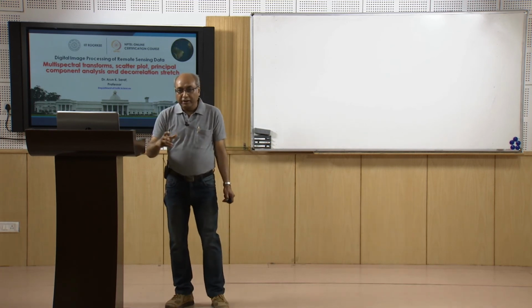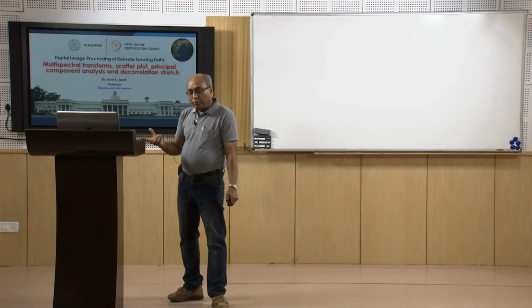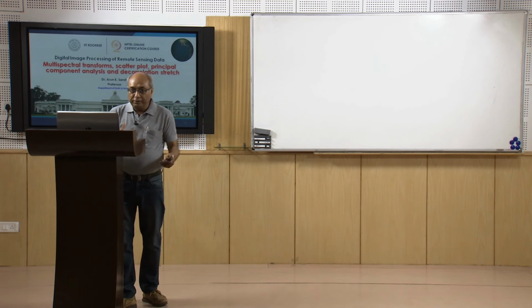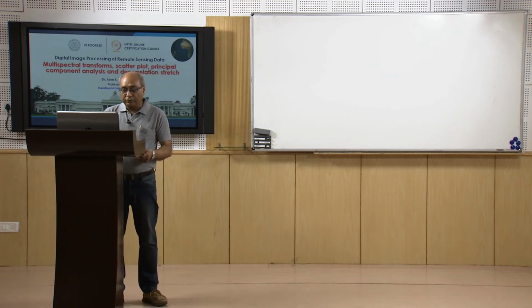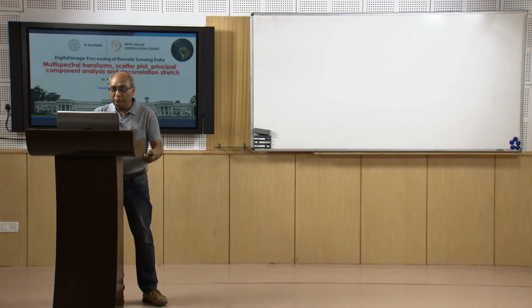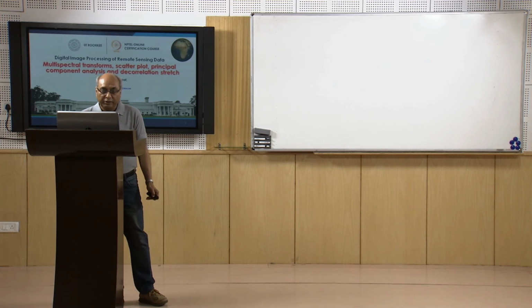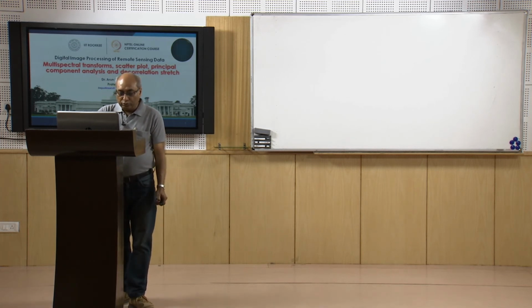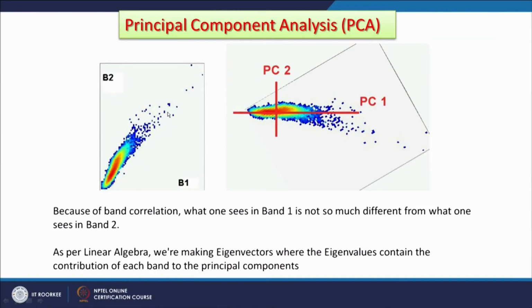And now think that if you are having multi-band data or multispectral data, you can graphically represent mainly 3 components, PC1, PC2, PC3, but using digital image processing software, we can go for not only 3 but maybe 4, 5, 6, depending on what you are trying to achieve. So here I am showing only 2. Because of band correlation, which you are seeing here, what one sees in band 1 is not so much different from what we see in band 2.